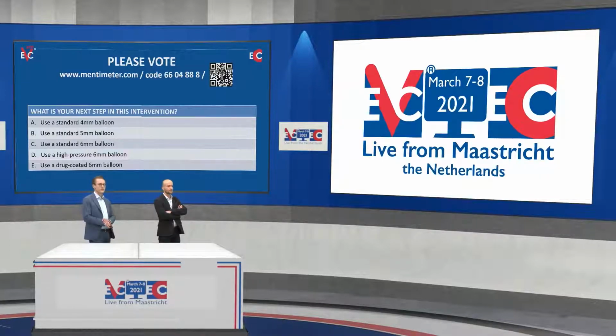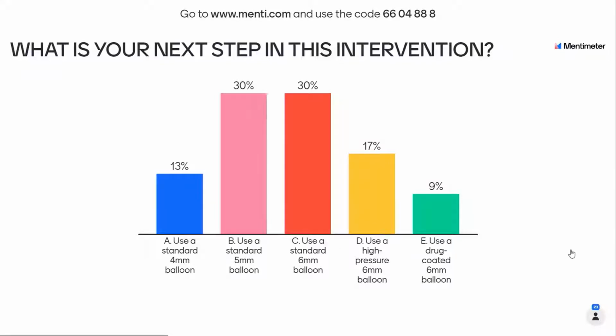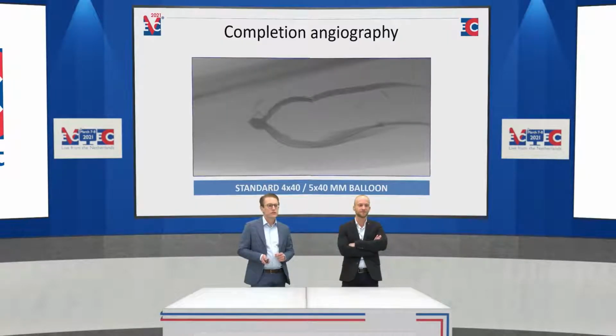And then, as you already showed on the duplex, given the diameters of the vessel, and if I remember correctly, the vein at this segment was around 6 millimeters, so I would go for the 6. Okay. Can we show the results? Oh, look at this. Most would either go for a 5 or a 6 millimeter balloon and use a standard balloon to start with. Let's see what happens.